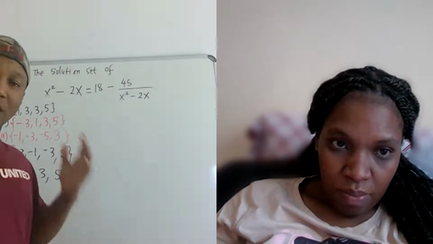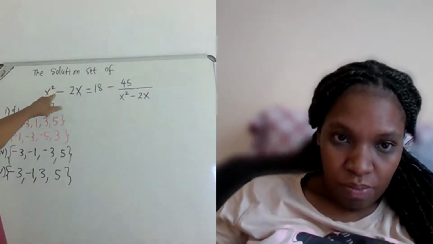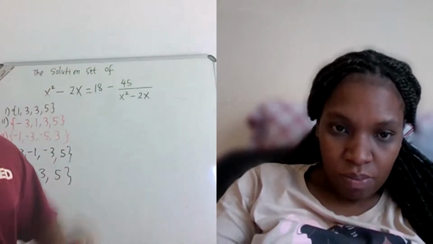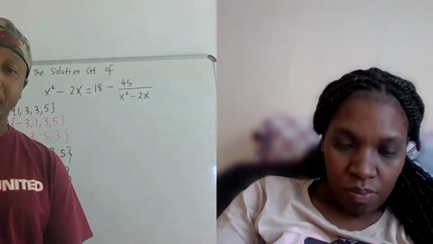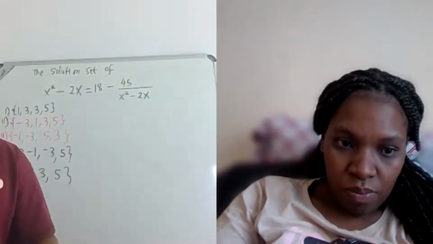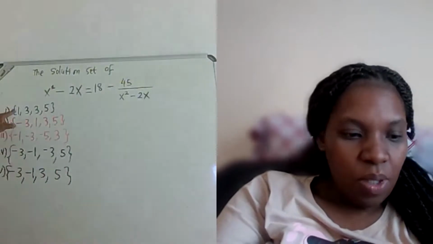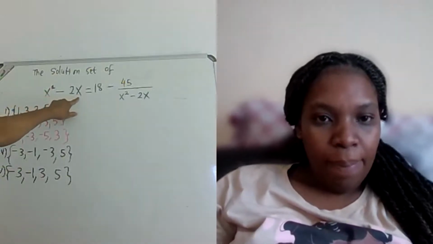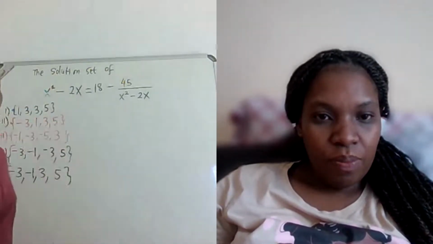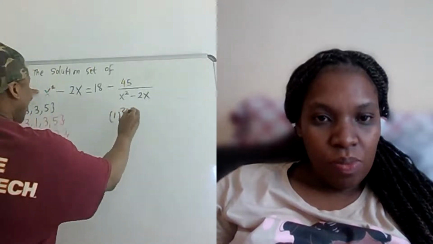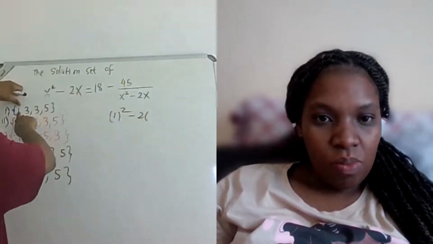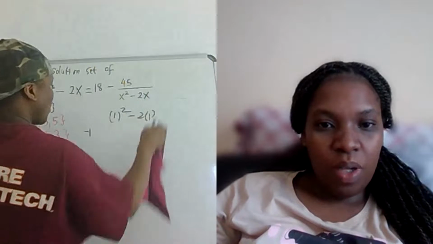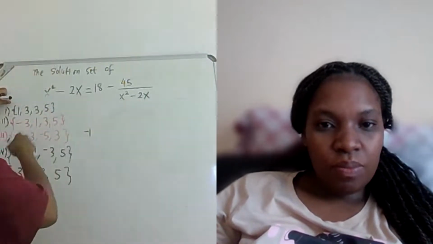If the left hand side equals the right hand side, then yes, all of them must satisfy. If only one is messed up, that's not the right answer. Now let's start. Put 1 here: 1 squared equals 1, minus 2 gives -1. So the left hand side is -1. Now we want to check whether the right hand side gives us -1.